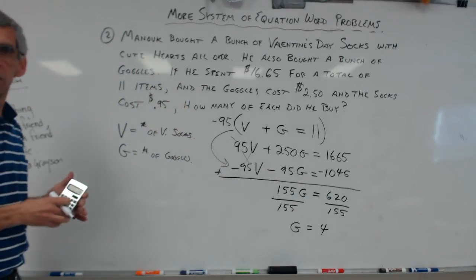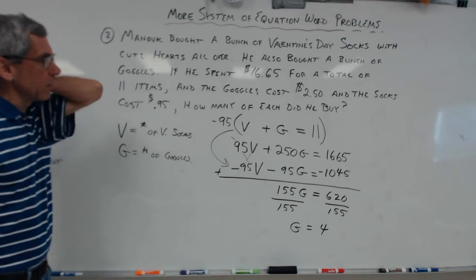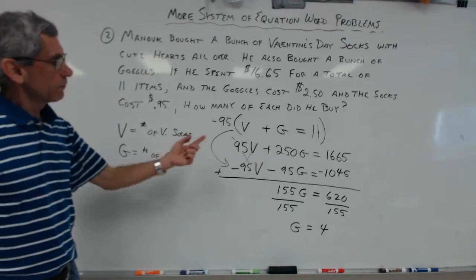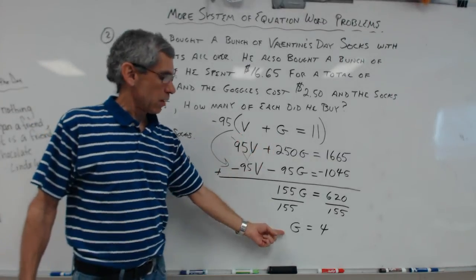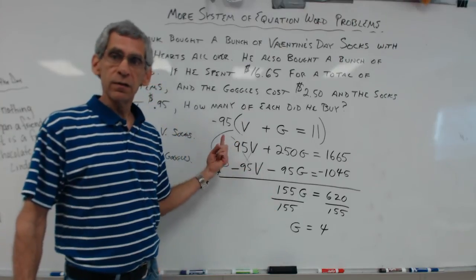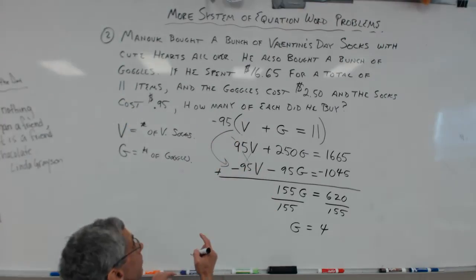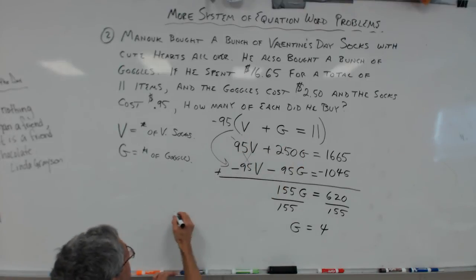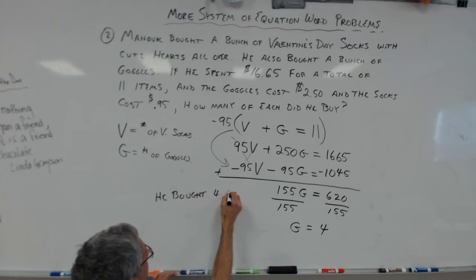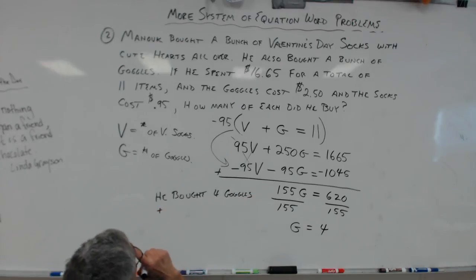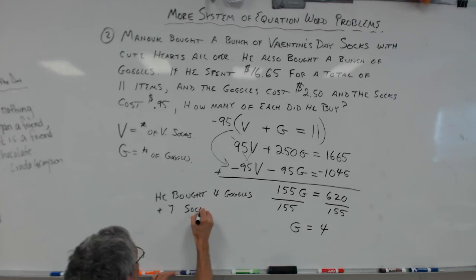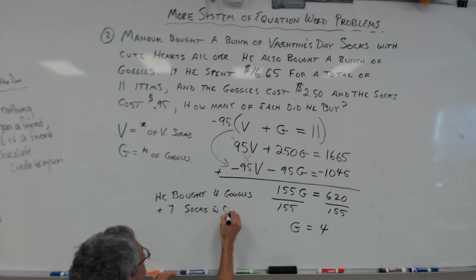So I know that he bought 4 goggles. So how many Valentine's Day socks did he buy? He bought 4 goggles, so 7 socks, because 4 plus 7 is equal to 11. So he bought 4 goggles and 7 socks with hearts.